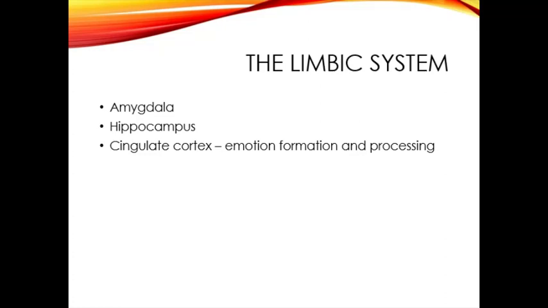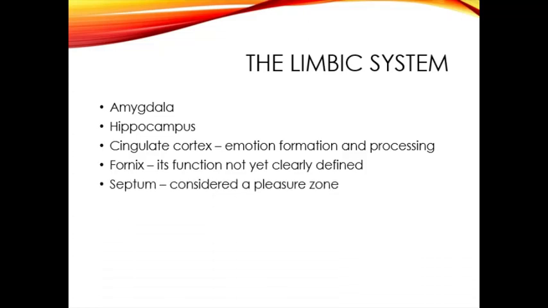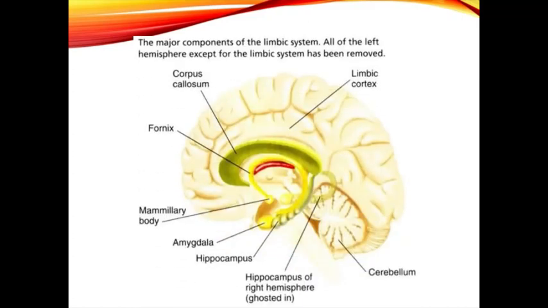So, ano yung mga part ng limbic system and their functions? First, we have here the amygdala, the hippocampus, the cingulate cortex for emotion formation and processing. We have here the fornix, na hindi pa alam kung ano ang kanyang main function. We have here the septum, considered as a pleasure area or pleasure zone rather. Okay. So, ito yung mga part na yan.